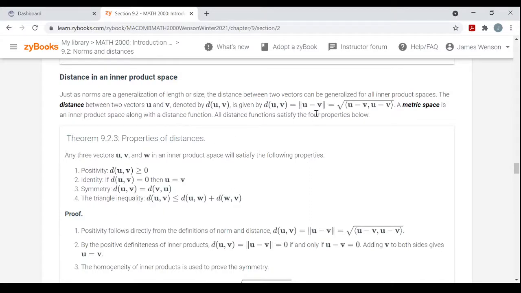And because you had the triangle inequality for norms, you also have the triangle inequality for distances. The distance between u and v should be less than or equal to the distance between u and w plus the distance between w and v. So some other vector w is thrown in there. Again, I'll let you read over the proofs.